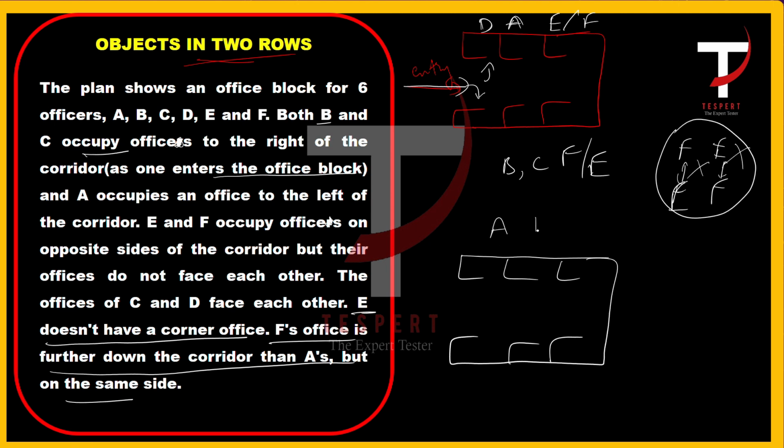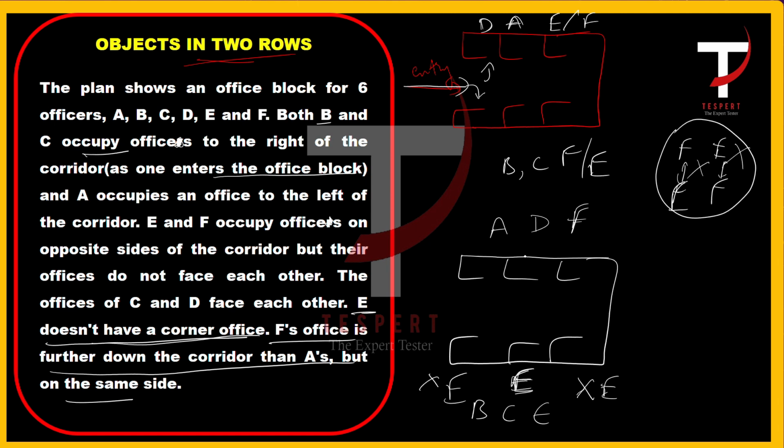So A, D, and F are on the same side. And here B, C, and E are on the same side. But one more condition is given: E doesn't have a corner office. So E doesn't come here, E also doesn't come here, so E must be here.